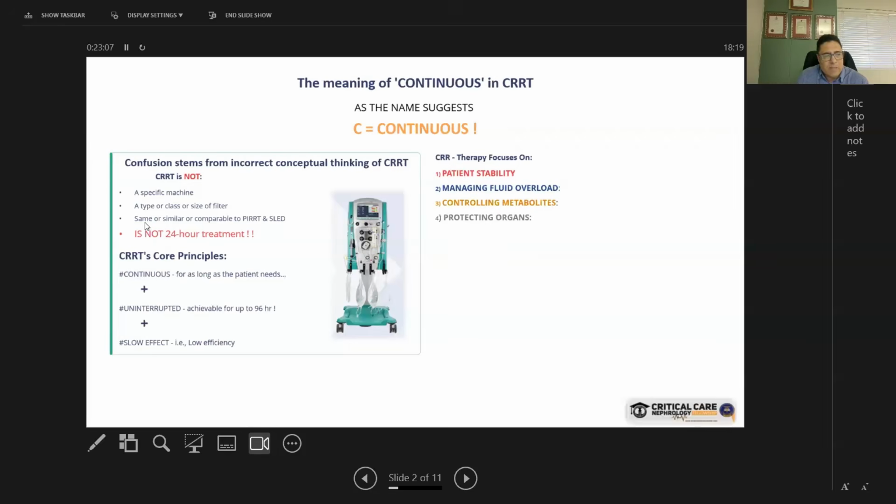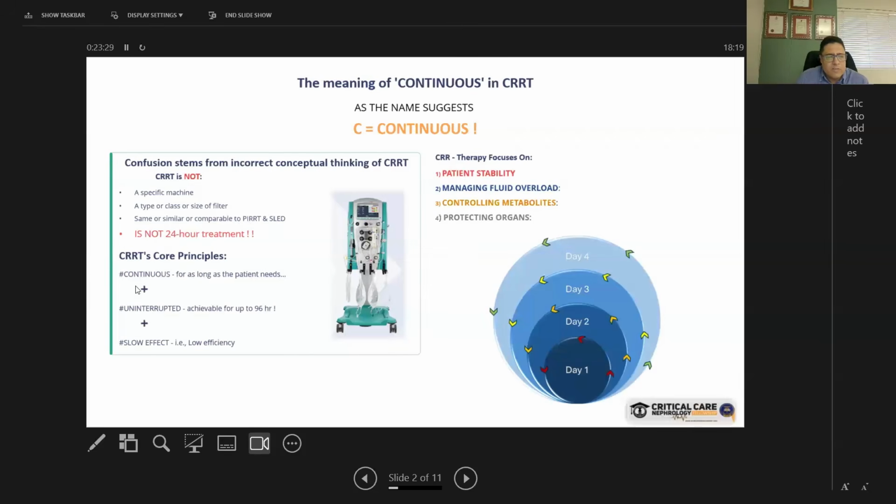CRRT is not the same, and it cannot be compared to other modalities like intermittent renal replacement therapy modalities and SLED. And maybe you'll frown when I tell you that CRRT is not a 24-hour treatment. What CRRT really is, is built around the core principle that you are giving truly continuous therapy.